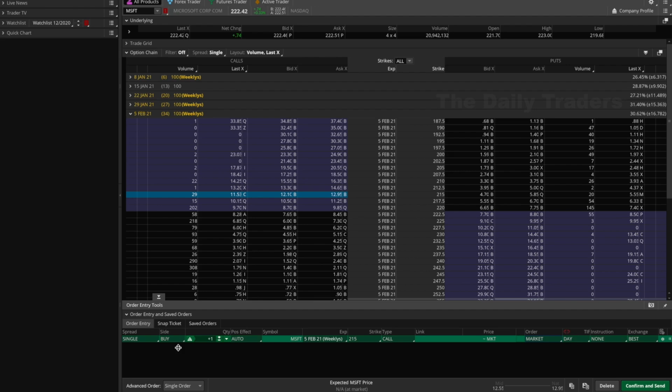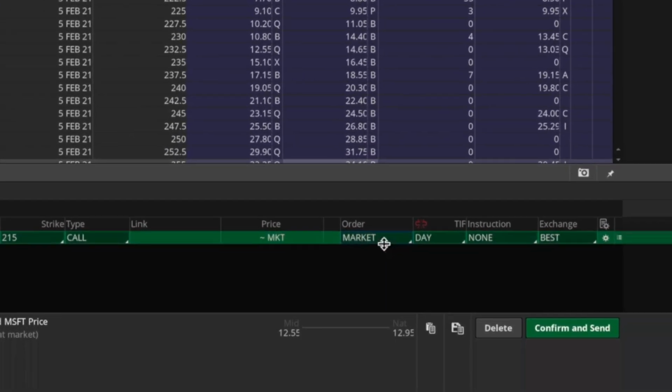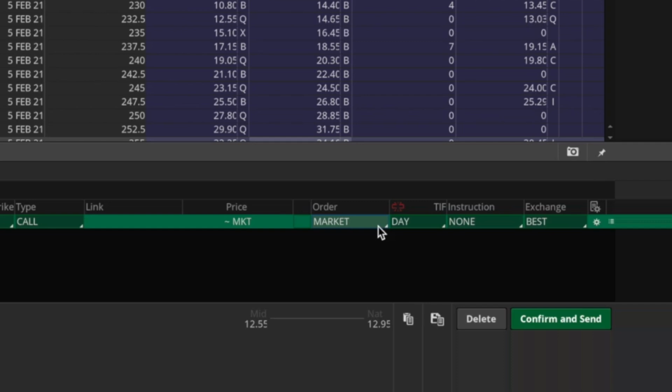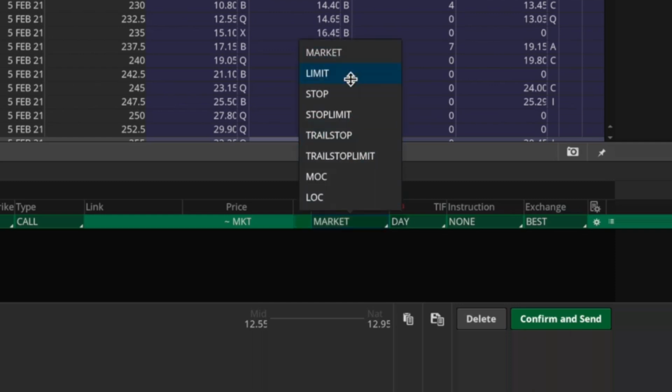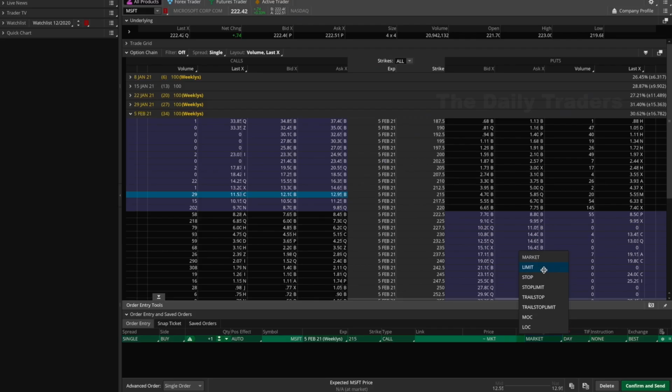Now we're going to get the opportunity to buy this actual contract. And right now it's automatically going to set it to a market order. Now, market order is going to fill you at pretty much the worst price possible. You're going to end up paying a lot more than you should. So I'm going to go ahead and change that to limit. Now, this is very important. Change it to limit order. I don't want to pay $12.95.